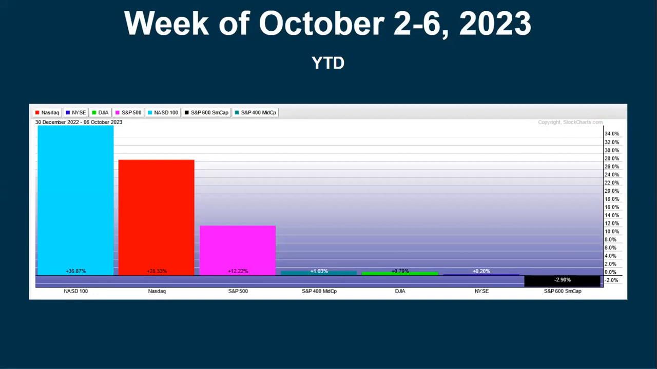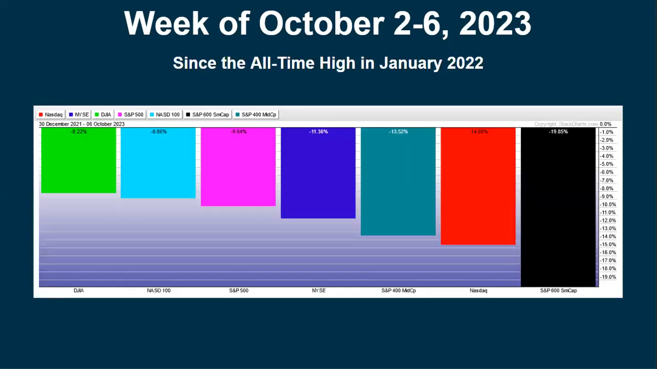Going back to the beginning of the year, we have the NASDAQ 100, the NASDAQ, and the S&P doing the best. We have the other indexes that are slightly positive, and the small caps, which have been under a lot of pressure, are negative since the beginning of 2023. Going back to the all-time high, all of the indexes continue to be underwater, with the small caps and then the NASDAQ leading the way lower.